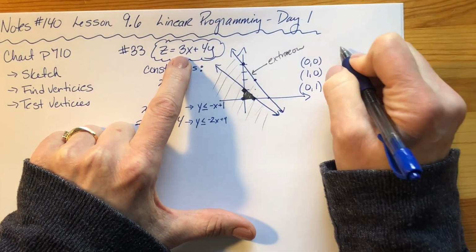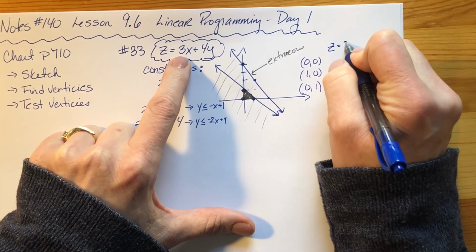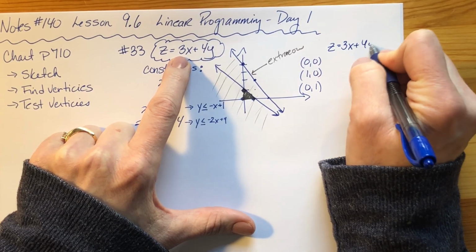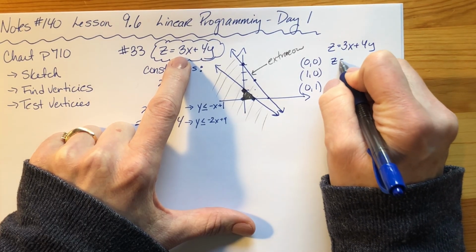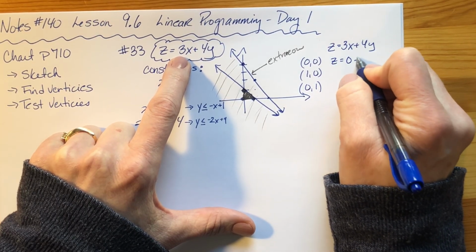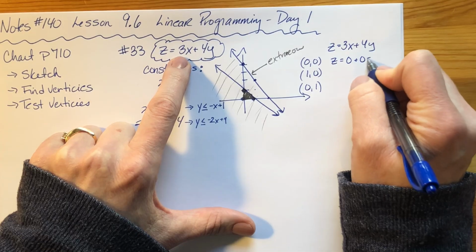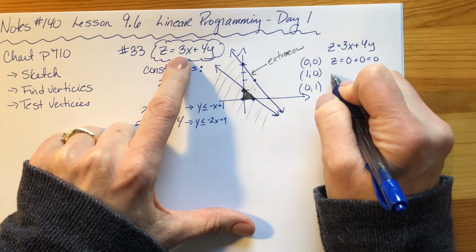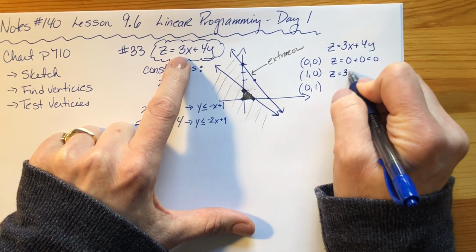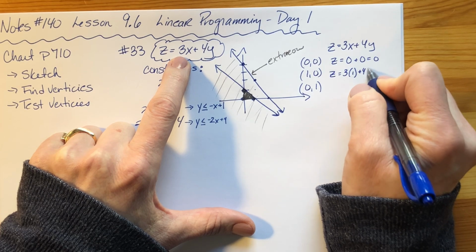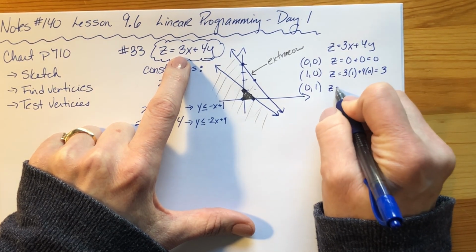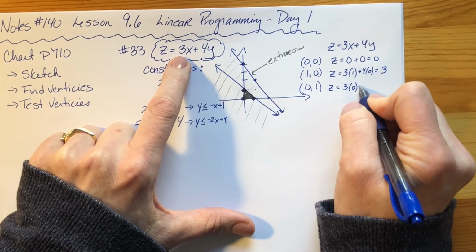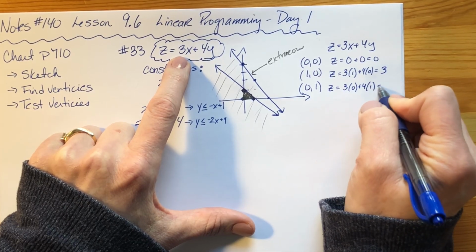So I'm going to squeeze this in over here. Z is equal to 3x plus 4y. Let's go ahead and see what our values are. Z is equal to 3 times 0 is 0, 4 times 0 is 0, so that's 0. Really exciting. Z is equal to 3 times 1 plus 4 times 0, so that's just going to be 3. And Z is equal to 3 times 0 plus 4 times 1, which is going to be 4.